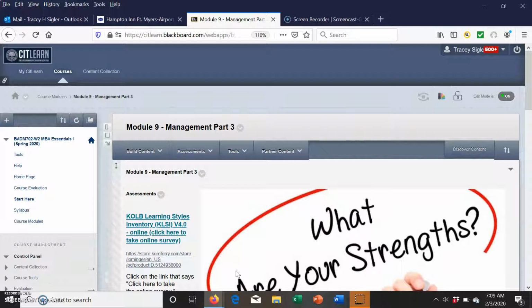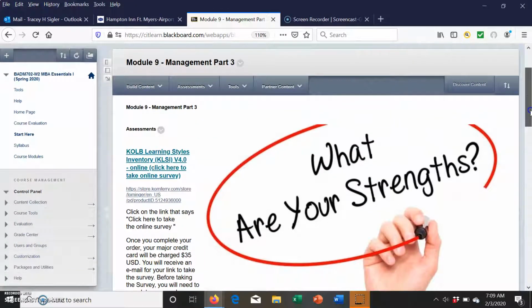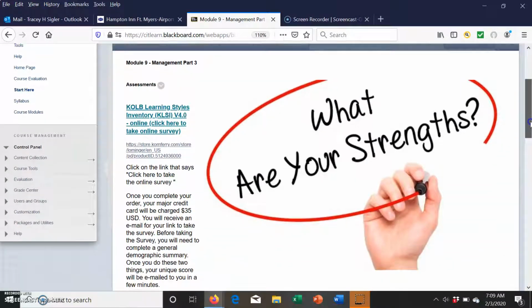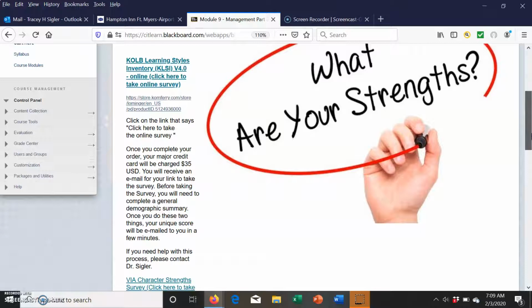So this week, we're going to be looking at individuals, so learning more about yourself. The last week, we looked at the organization level, the team level, so now we're looking at individual level. And the first module, 9 here, is to help you learn more about yourself. So self-assessment in the next modules.